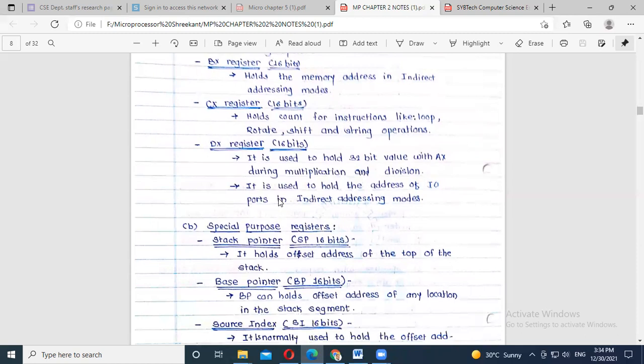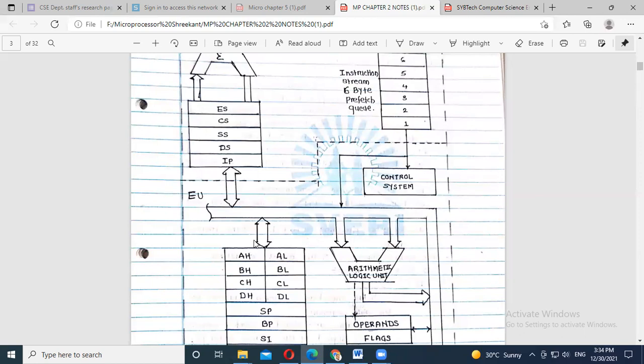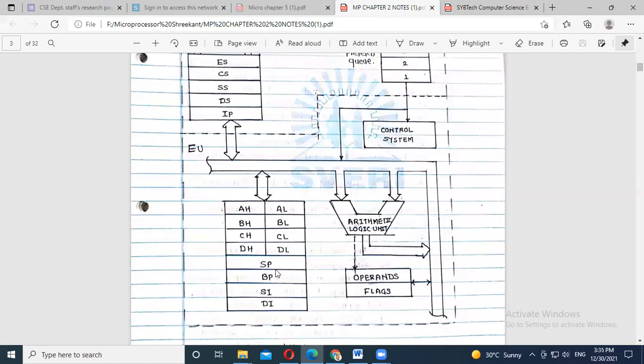And then we have the special purpose registers. In the architecture, clearly these are the general purpose registers and these four are the special purpose registers.